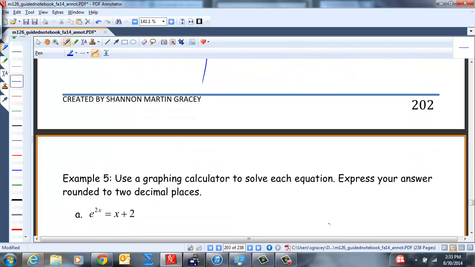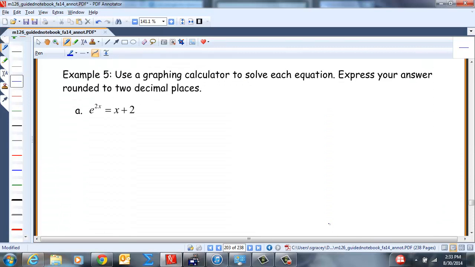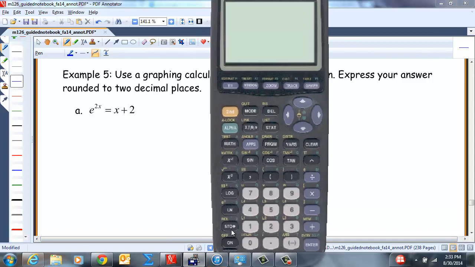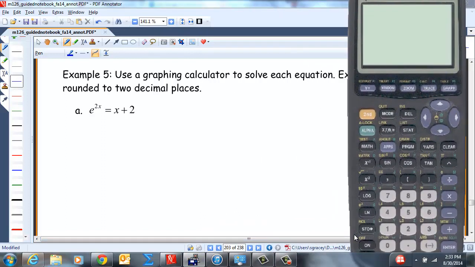All right, so next up. This time we're going to go ahead and use our graphing calculator to solve. There are 2 ways you could do this. You could get 0 on one side and find the zeros, or you could just graph the left side and then graph the right side and use the intersect command in the calculate menu to solve. That's how I'm going to do it.